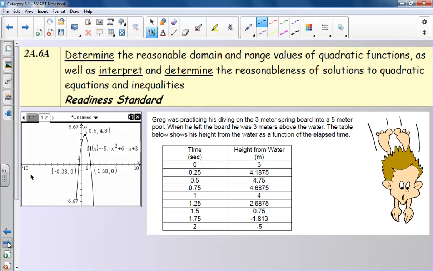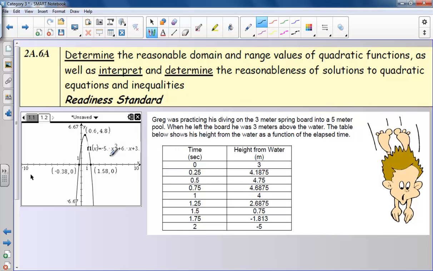Alright, and then this is the big one. Determine reasonable domain and range values of quadratic functions. Interpret and determine reasonableness of solutions to quadratic equations and inequalities. So what we're going to use right here is an equation, and we did this activity in class. I have already taken my data and put it into lists and spreadsheets, and I did a quadratic regression. So quick graph, make sure that you have the right shape that you're working with here.